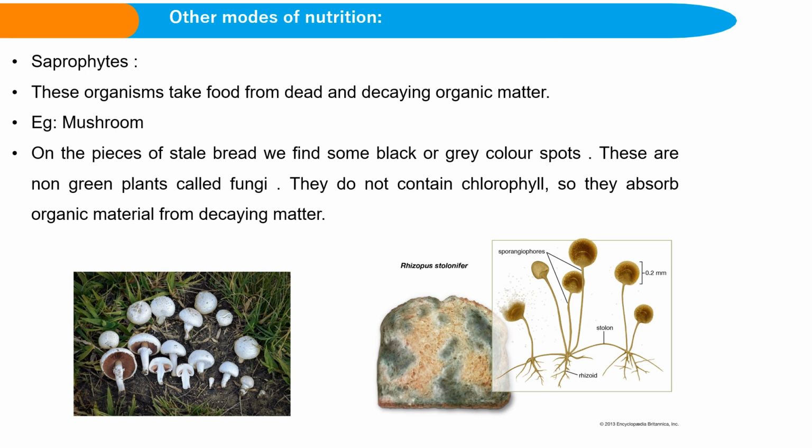One type of non-green plants is called fungus, and they do not contain chlorophyll. So, they absorb organic material from the decaying matter, that is, from the bread they derive their food. This mode of nutrition, in which organisms take their food from dead and decaying matter, is called saprophytic mode of nutrition.